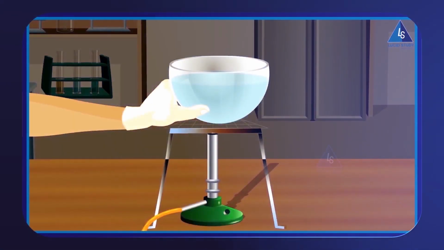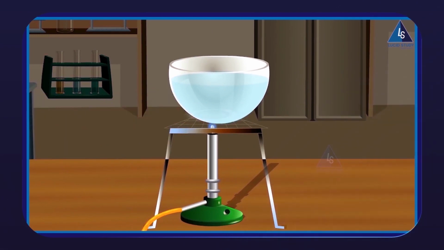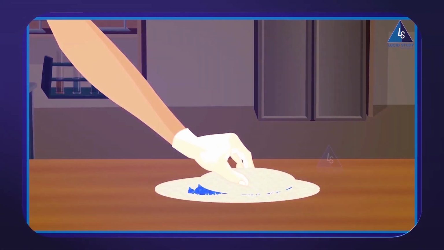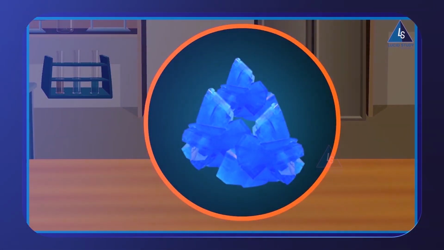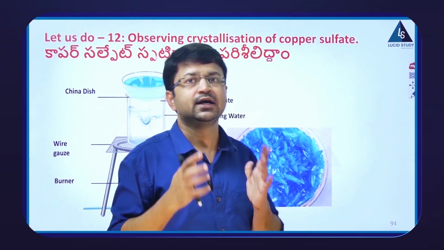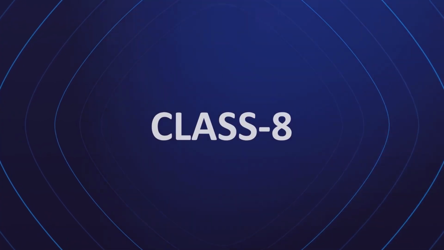We have to heat the copper sulfate solution. Then what will happen? The water is going to evaporate. So after some time, we can see these blue colored copper sulfate crystals in this manner. This process is nothing but crystallization.